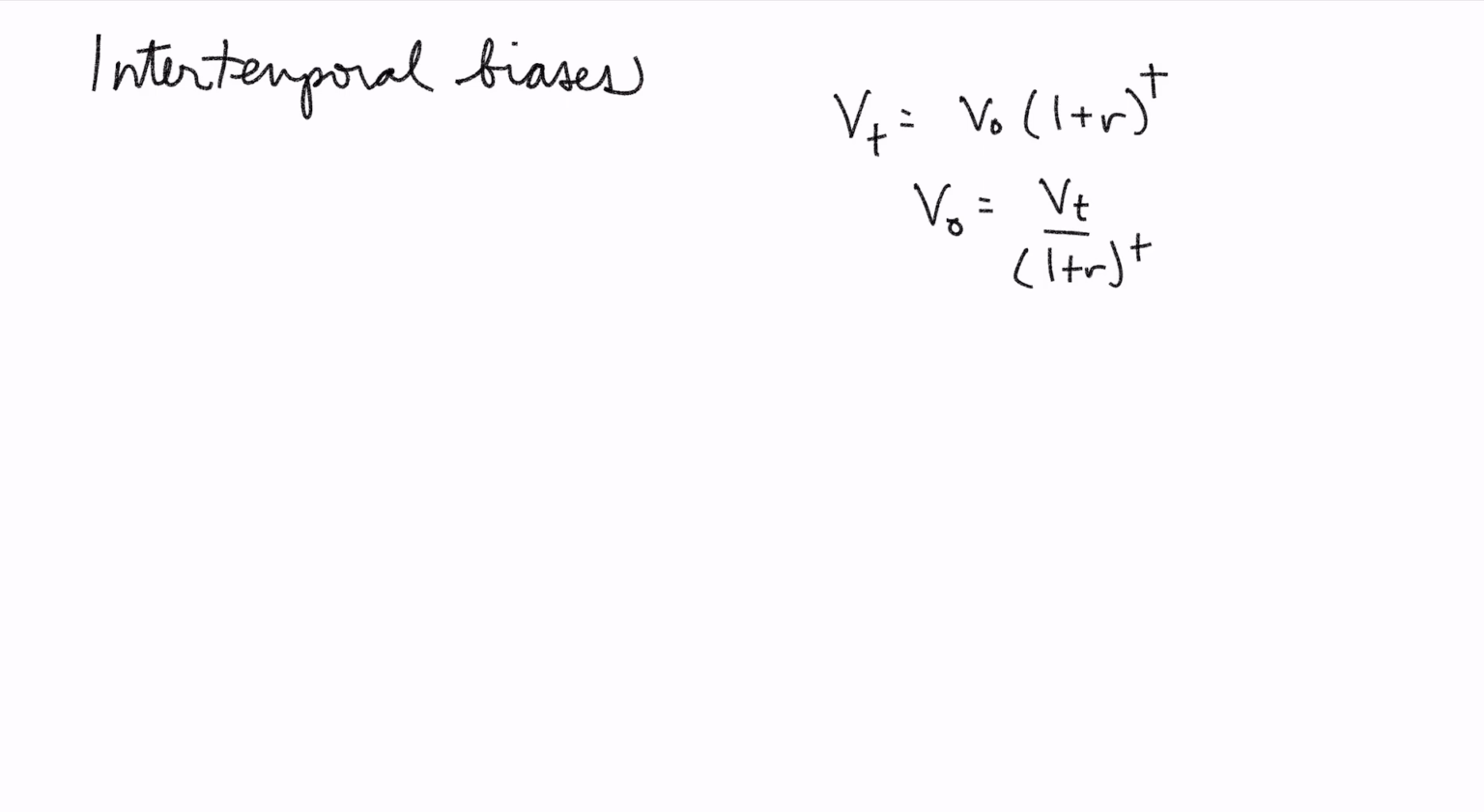And we say the present value of an asset with future cash value, V_t, is found by discounting that future expected value by a discount rate, expressed in this case as 1 divided by (1 + r)^t.